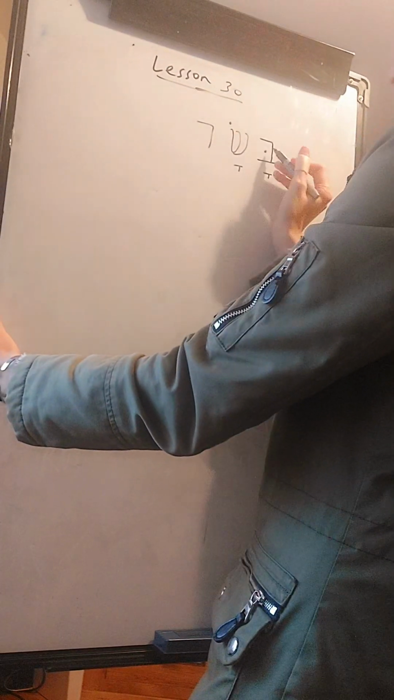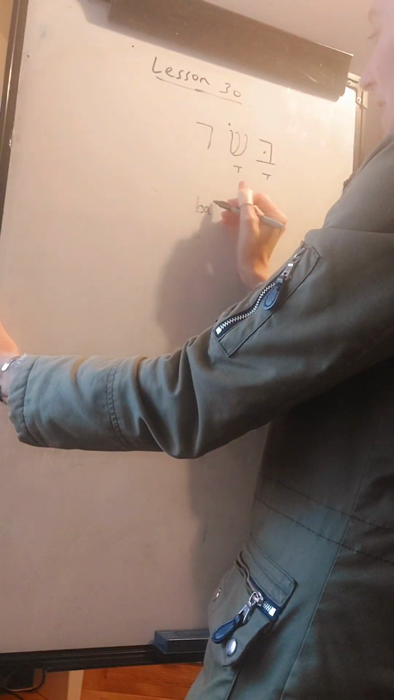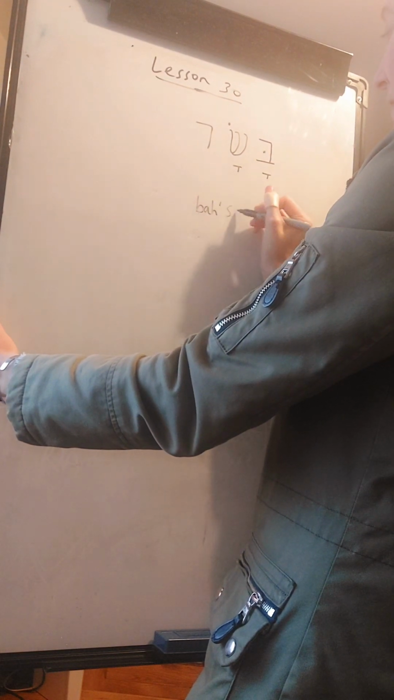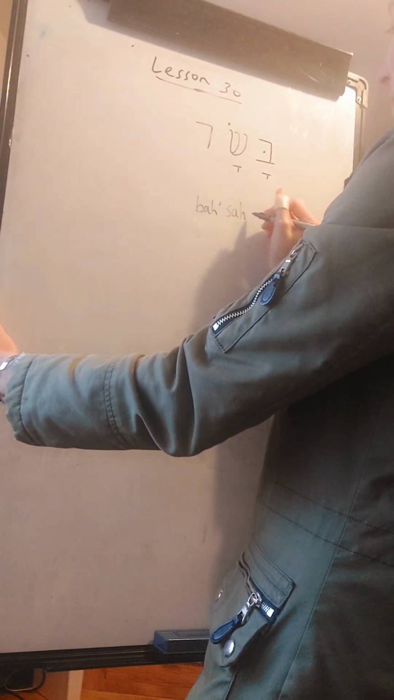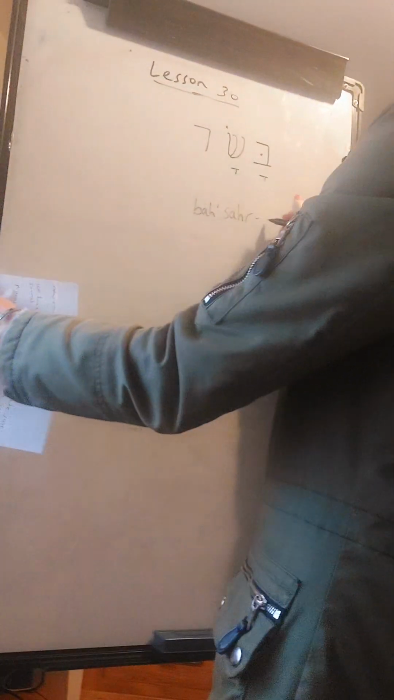Another one. It's just practice. I'm going to go read in Hebrew. The bet sounds as b. The A vowel underneath is ba. That's the seen, vowel sound a. And the resh. Basar, which is meat.